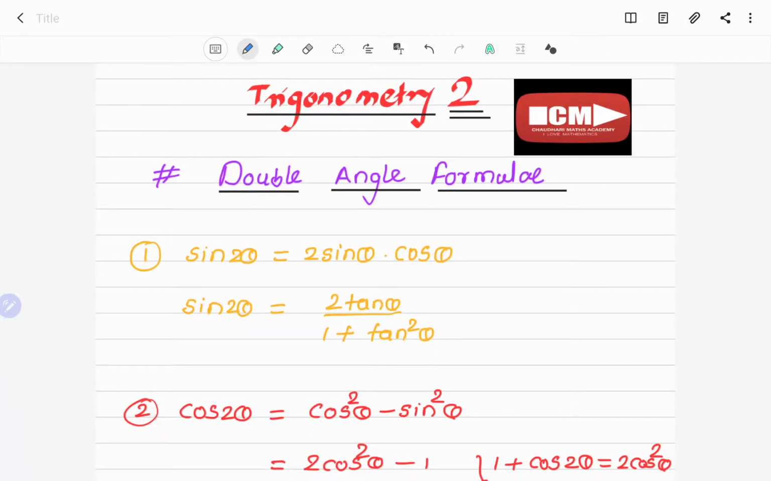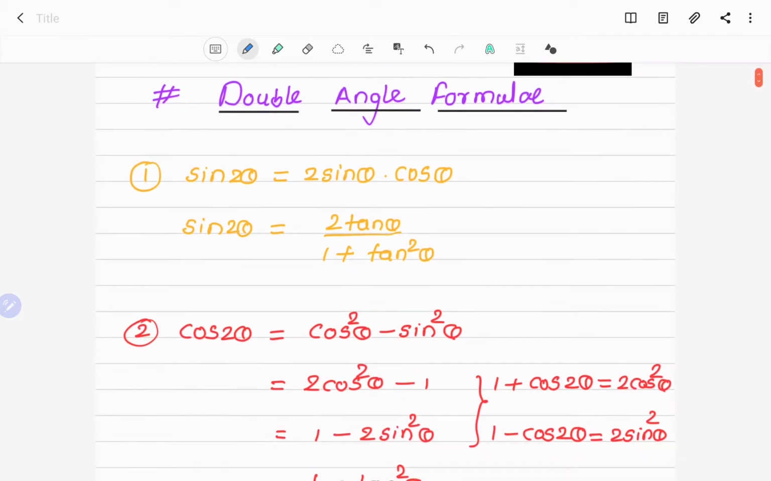Hello friends, my name is Manoj Chaudhary and welcome to today's session on Trigonometry 2, where we will cover a few examples on double angle formulae.